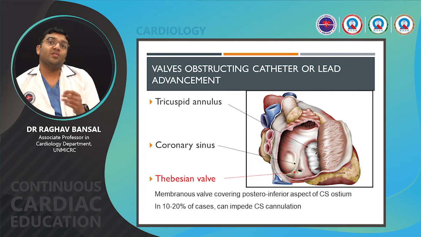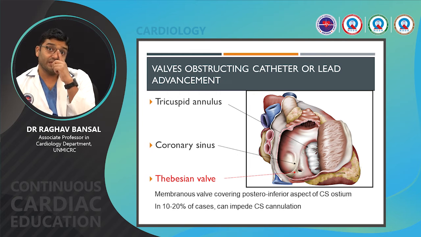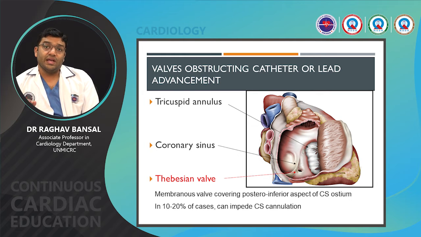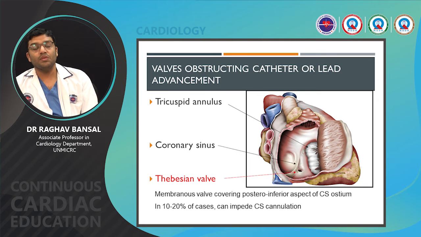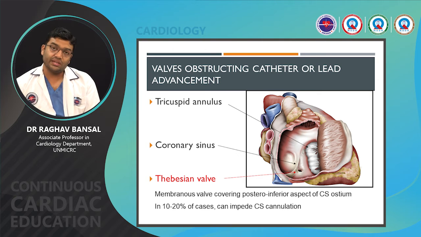So these are the valves obstructing catheter or LV lead advancement. What we see is a Thebesian valve, which is a membranous valve covering the posterior and inferior aspect of the CS ostium. It is essentially an extension of the Eustachian valve, and it may be present in 10 to 20% of cases, and it can impede CS cannulation. If this happens, we can use a telescoping method with a diagnostic catheter or an EP catheter, to give firm support so that the CS sheath can be pushed.